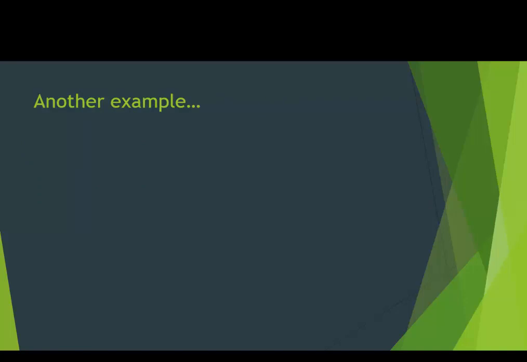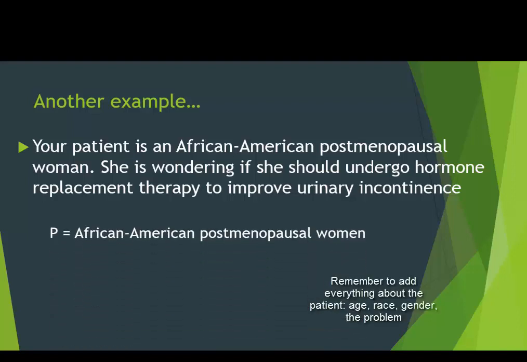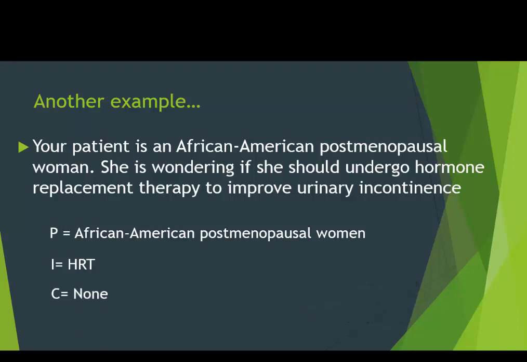Let's do another example. Your patient is an African American postmenopausal woman who is wondering if she should undergo HRT to improve urinary incontinence. The P in this case is the African American postmenopausal woman. The intervention she is looking for is HRT. We don't have anything to compare it with. The outcome she's looking for is improving urinary incontinence.